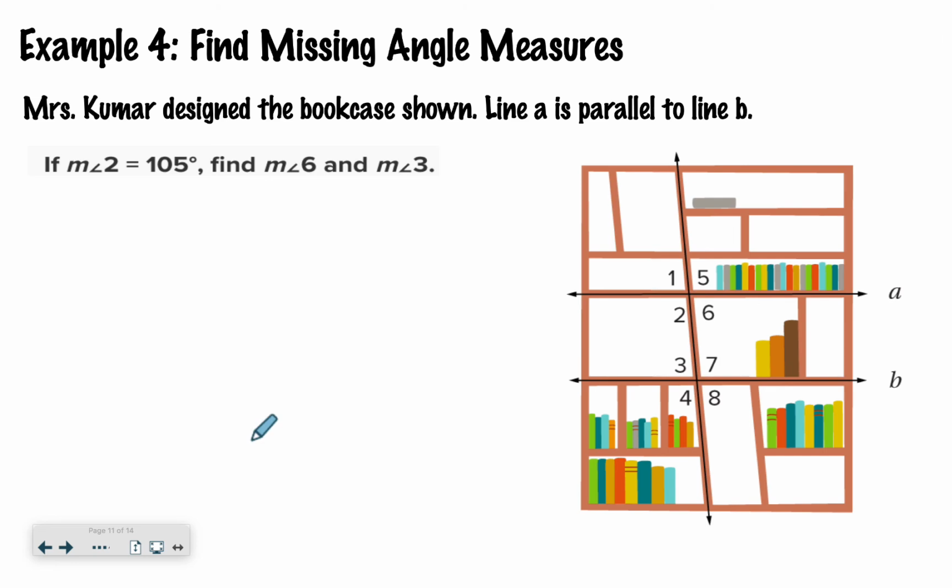All right, now let's practice with a picture that looks a little different. So we have Mrs. Kumar designed the bookcase shown, and we know that line A is parallel to line B. Okay, so those two shelves are parallel. Now, if we know that the measure of angle 2 is 105 degrees, we want to figure out what's the measure of angle 6 and the measure of angle 3.